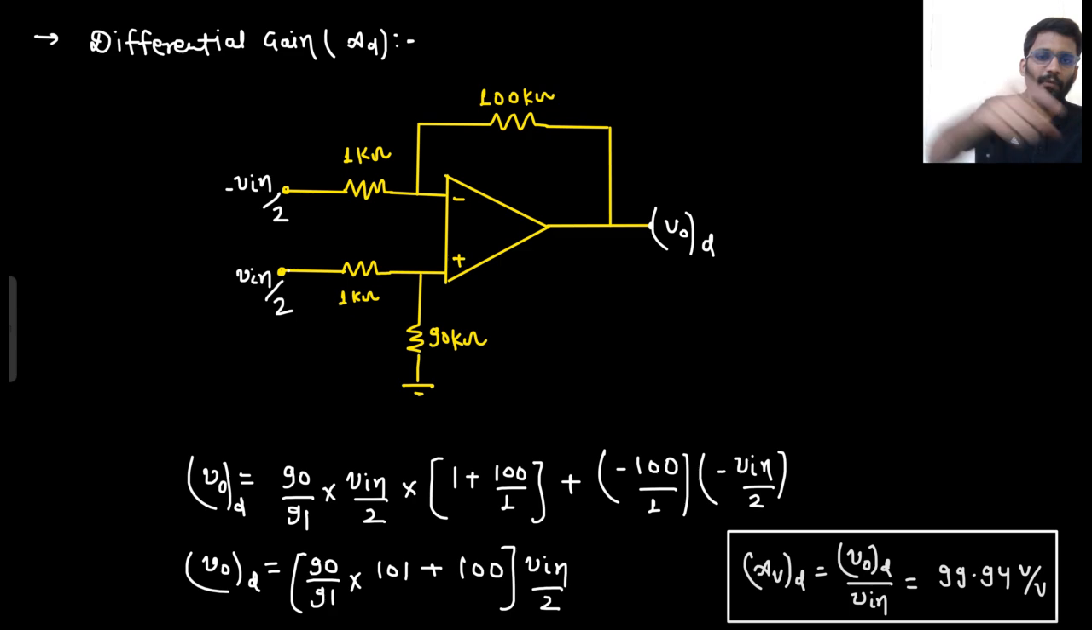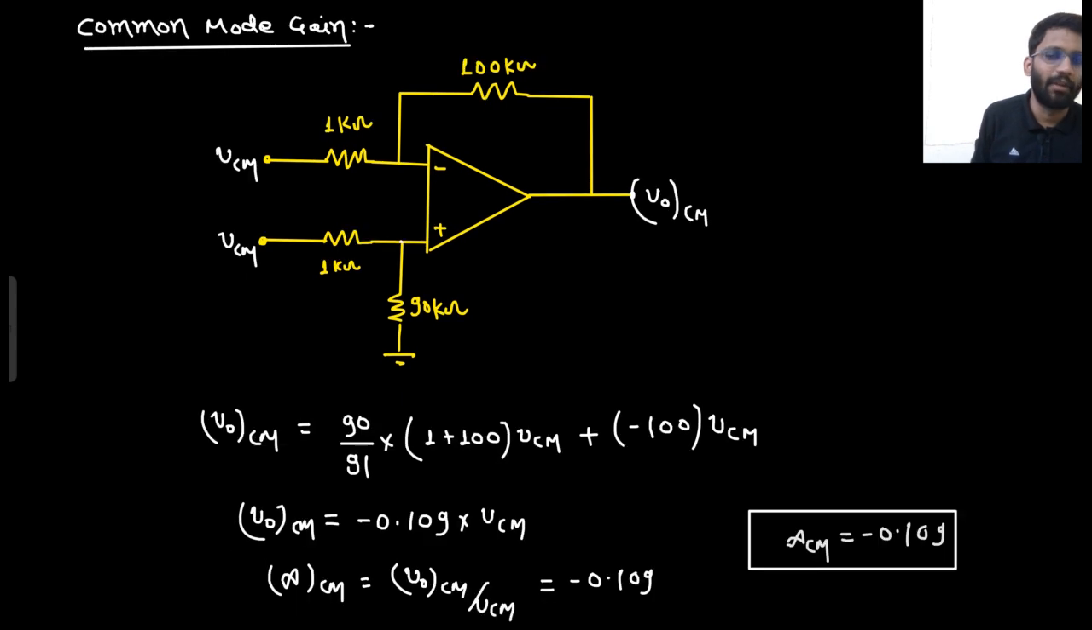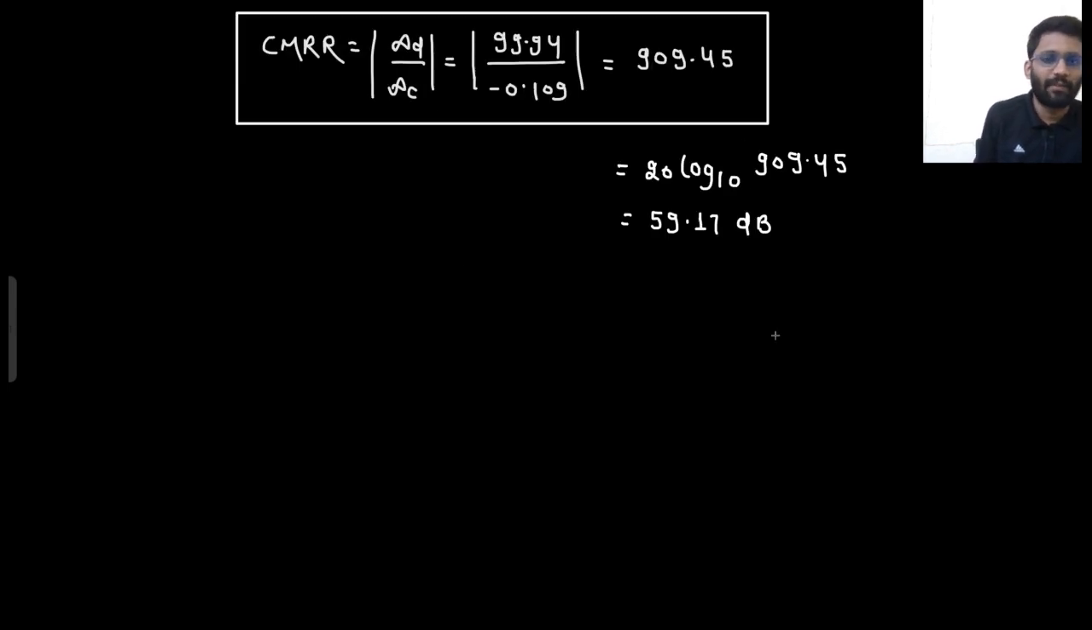We applied differential input, we got differential output. That was V0D by Vin, that was 99.94. We applied common mode input, we got some common mode output as well. So common mode output was 0.109 into VCM. So what will be the common mode gain? That was minus 0.109. Then we could calculate the CMRR value. In dB it was 59.17 dB. Well and good, everything is crystal clear.